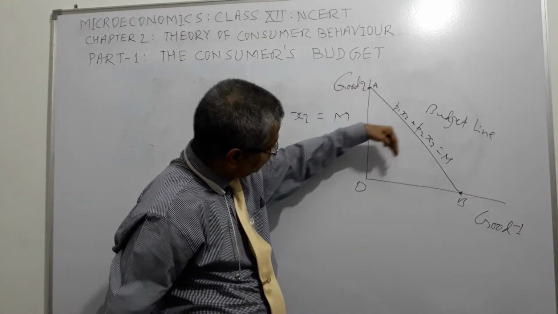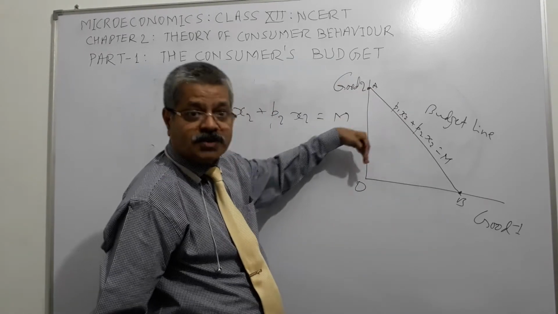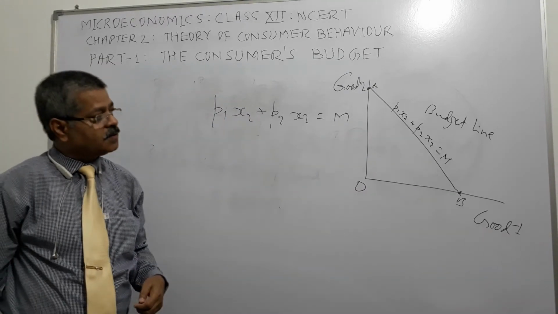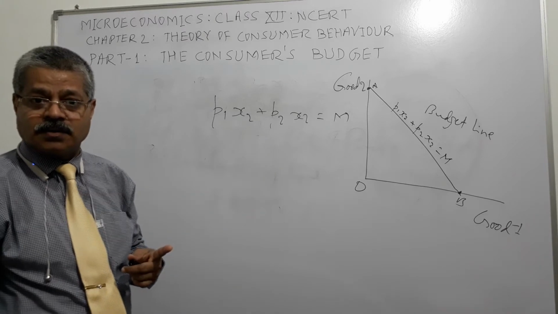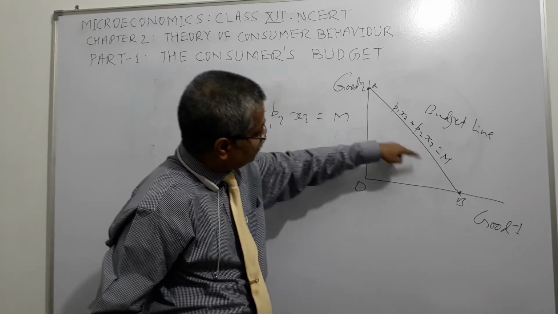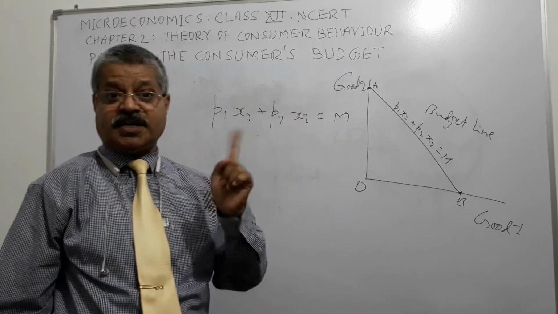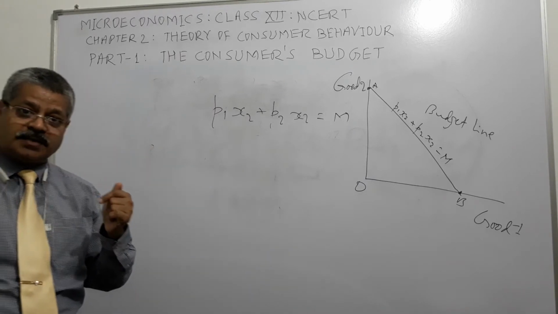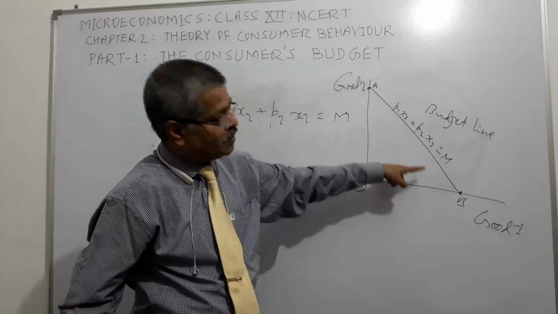And for points below this line, this area, the consumer spends less than the income, M. The consumer doesn't spend the entire income M. He spends less than M, right? Then, what is the budget line?